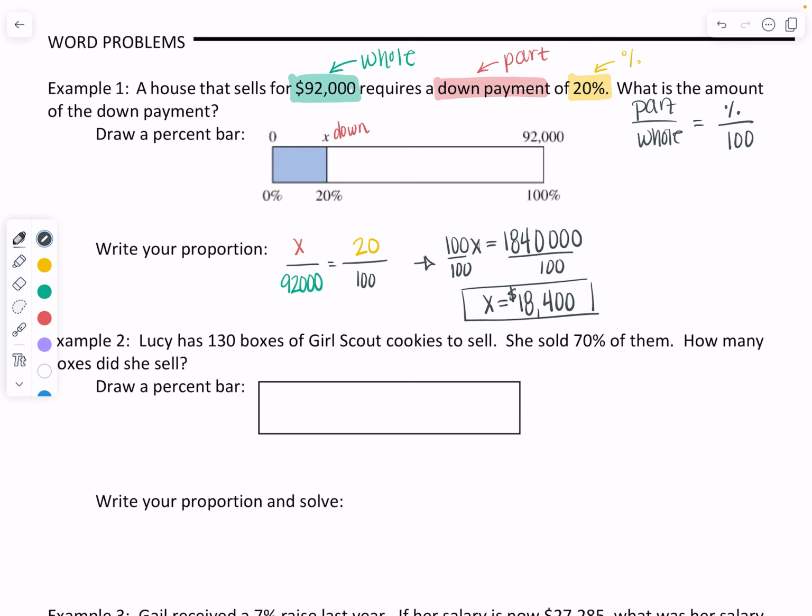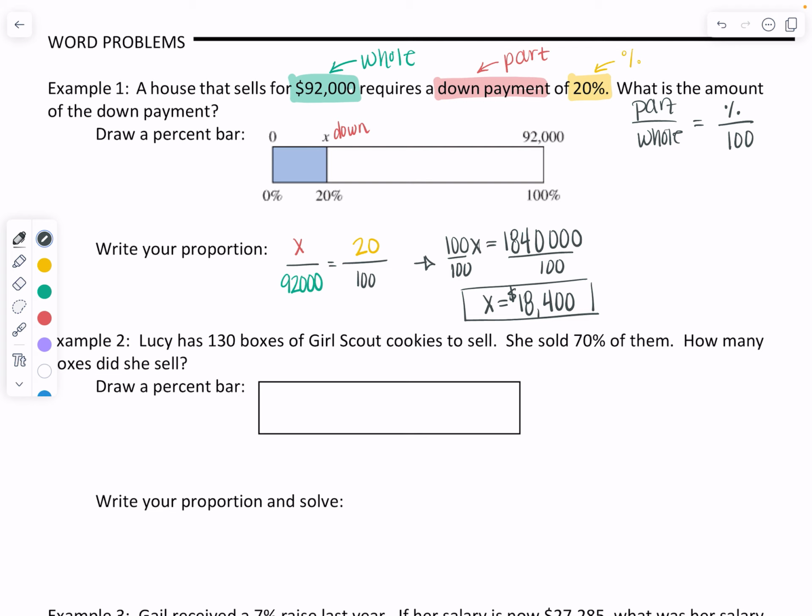All right, the next example. Lucy has 130 boxes of Girl Scout cookies to sell. She sold 70% of them already. How many boxes has she sold? So for whatever reason, Lucy's mom has lost the order sheet, and we just know that it was 70%, but we don't remember how many. So how could I work backward and find how many Girl Scout cookies she sold?